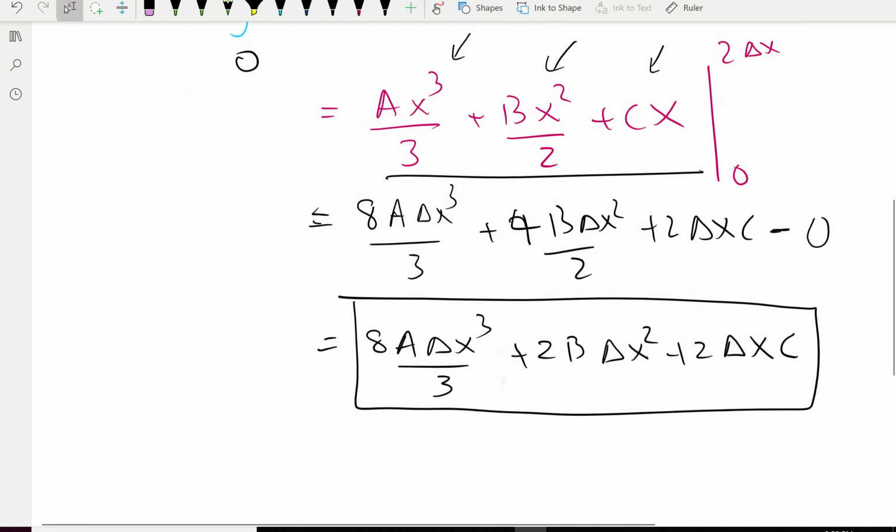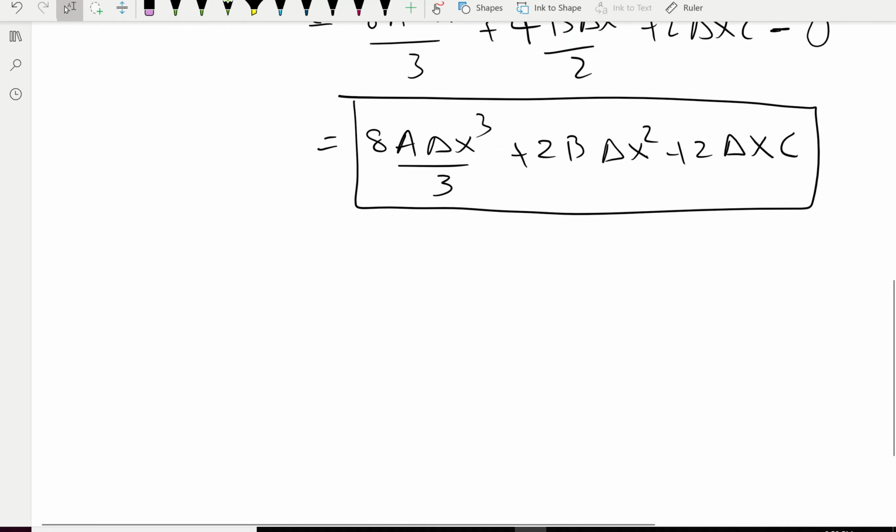Now if you look at this area, this is not a good formula. This is a half-derived formula, because we don't know what A is, we don't know what B is, we don't know what C is. So we have to figure out A, B and C. Now what are A, B and C? A, B and C are the coefficients of the equation of the parabola. Now how can we find A, B and C?